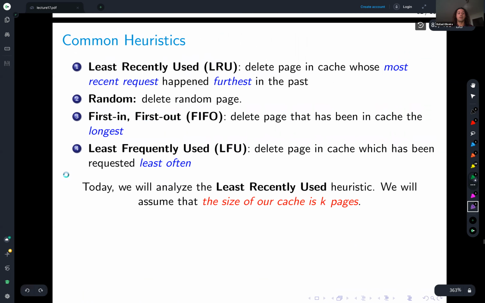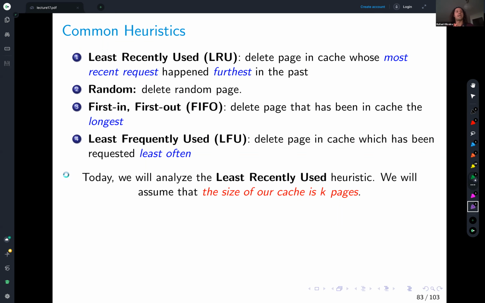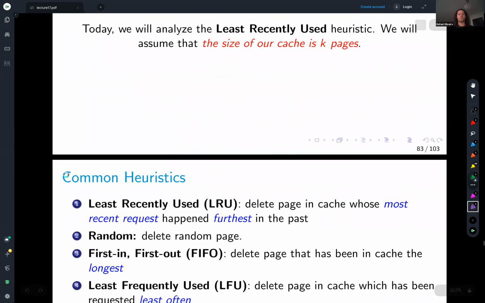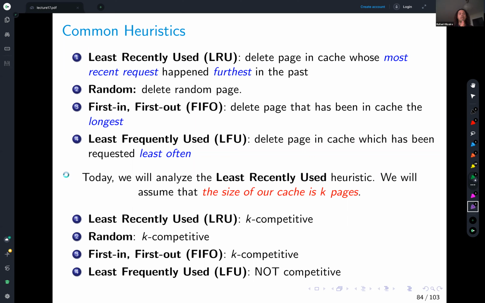And here's the thing. Today we're going to analyze the least recently used heuristic, and we're going to assume that the size of our cache is k pages. We're going to have this k as the number of pages in our cache. If your cache has k pages, here's what we know: the first three algorithms are actually k-competitive, and the least frequently used algorithm is actually not competitive at all, where k is the size of our cache. Today we're only going to analyze the first one.